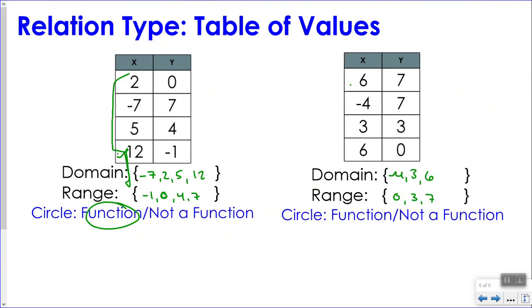If we look at this table, I have an x value of 6 listed in my table twice. If it's a function, then the y values should match. But here they do not. First time we plug in 6, we get 7. Second time we get 0. So this one is not a function.